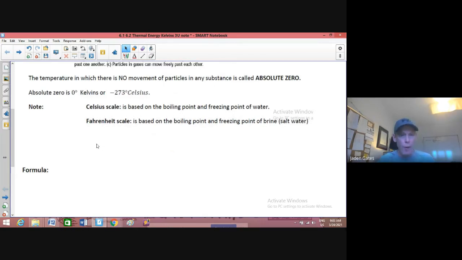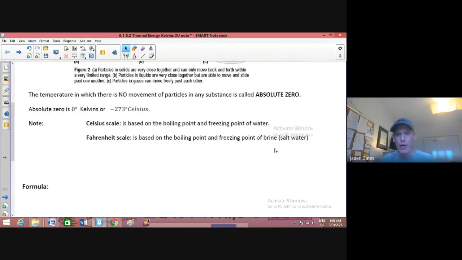We're not going to deal with Fahrenheit because, again, we are Canadian. But we are going to deal with Celsius and Kelvin, because Kelvin is a scientific scale in which 0 degrees is called absolute zero.